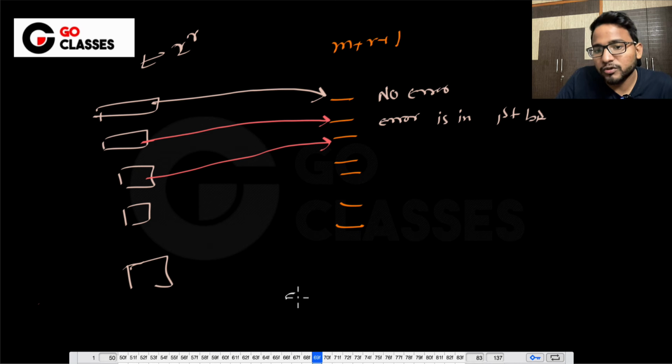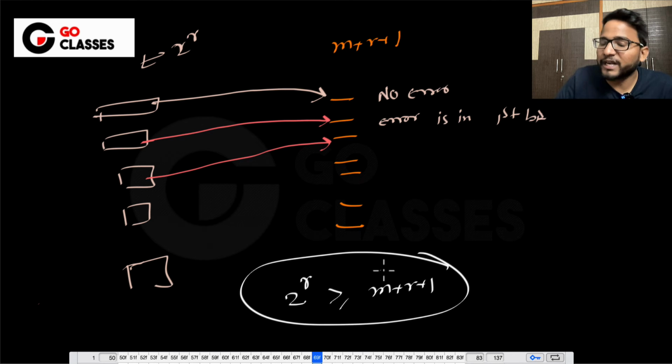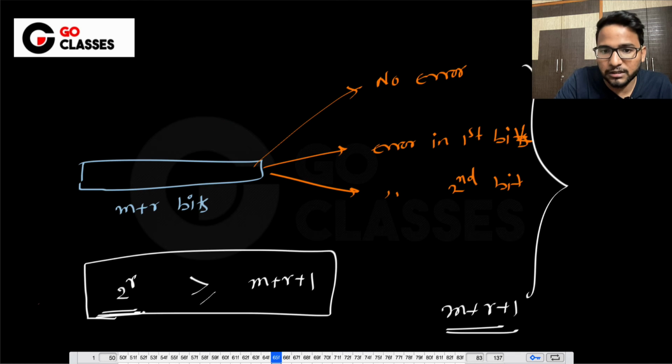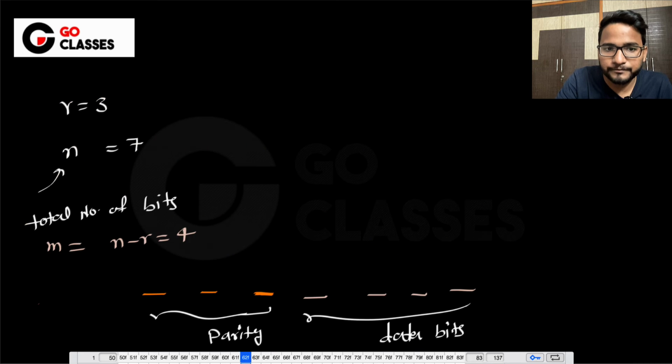I hope you understood. So that is why 2 power r should be greater than or equal to m plus r plus 1. That's a very nice formula. We have just derived it. Maybe you can just remember this formula, and if you know the intuition, then you can even derive it. Now let's solve the earlier question using the same formula.